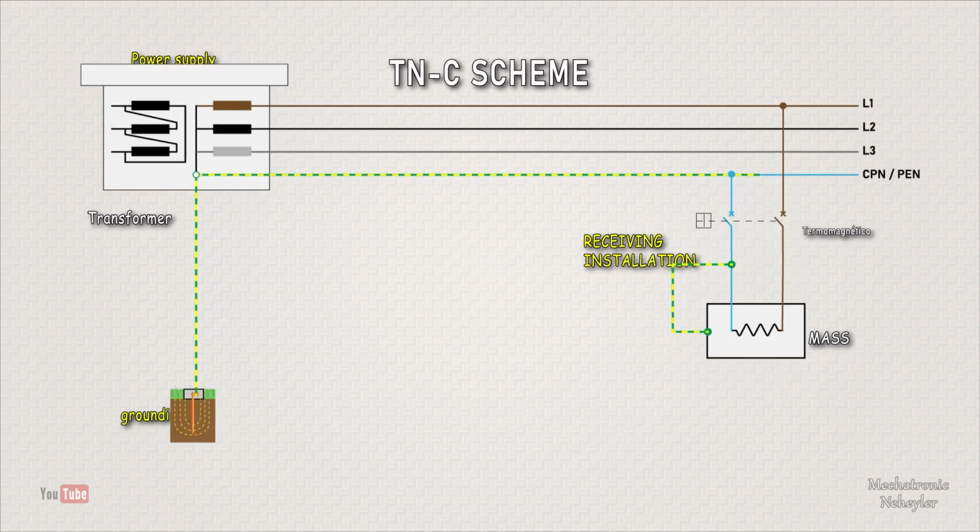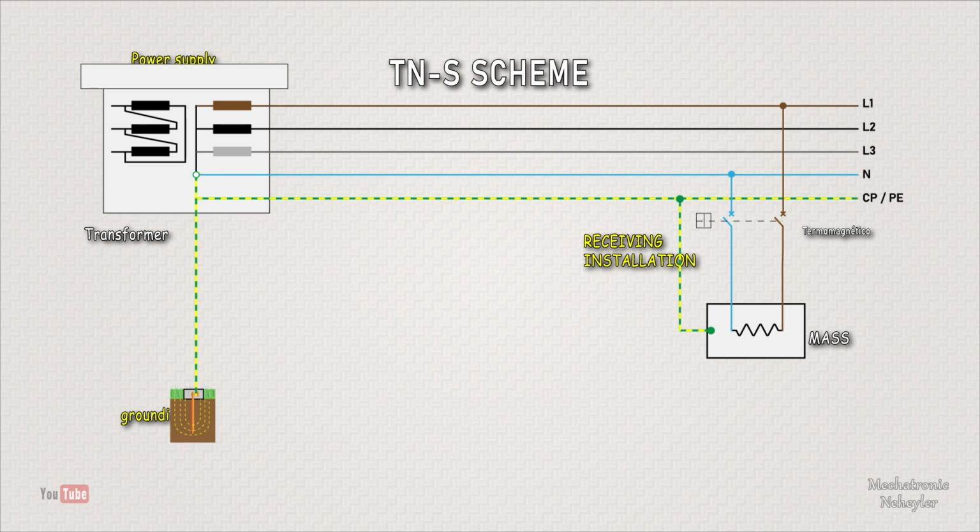Connection diagram TN. Three types of TN schemes are distinguished according to the relative arrangement of the neutral conductor and the protective conductor. TNC scheme, in which the neutral and protective earth functions are combined in a single conductor throughout the scheme. TNS scheme, in which the neutral conductor represented with the letter N and the protection conductor represented with the letters PE are different throughout the diagram.